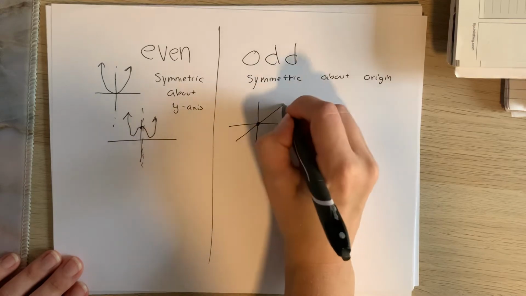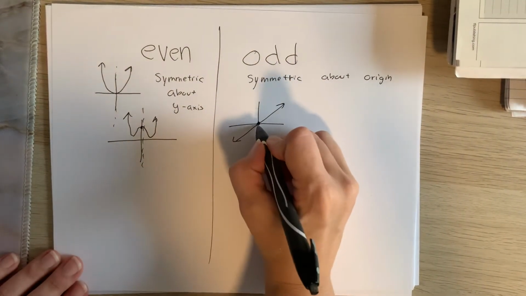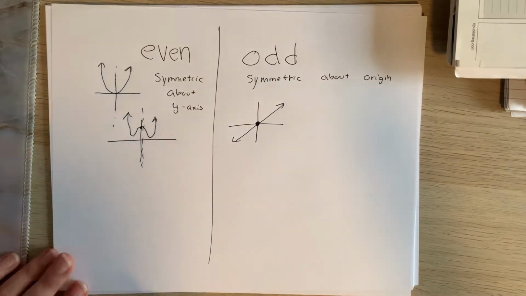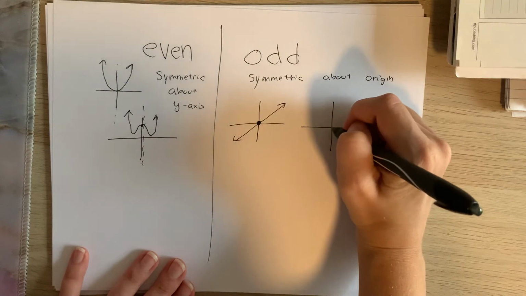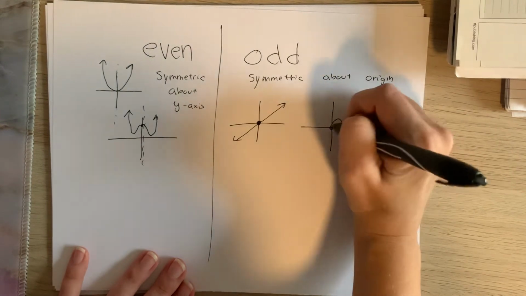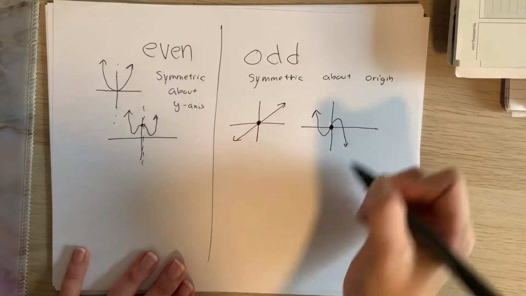So if you can spin your graph around using the origin as the center point, then it is an odd function. So maybe this graph. Odd functions. You can spin it using the center as the origin.